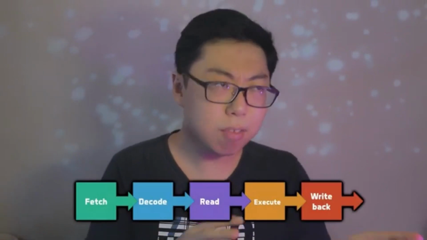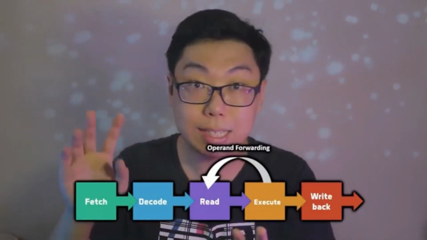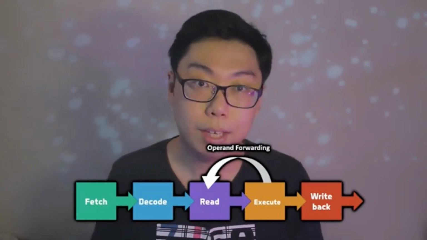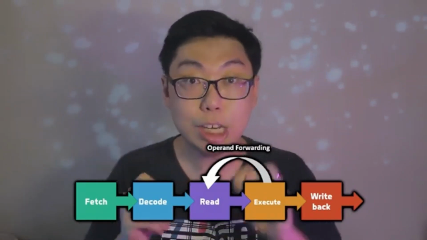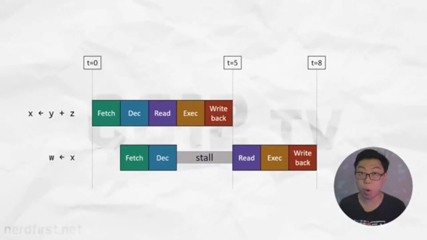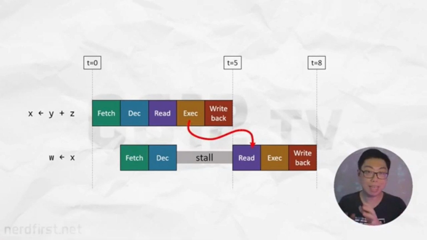One such solution is operand forwarding. Think of this as a secret passage that connects different pipeline stages together. Information can take the shortcut and jump to a later stage ahead of time. Let's try the same example using the same pipelining model as before, but now imagine there is some means of communication going from the execute stage back to the read stage.